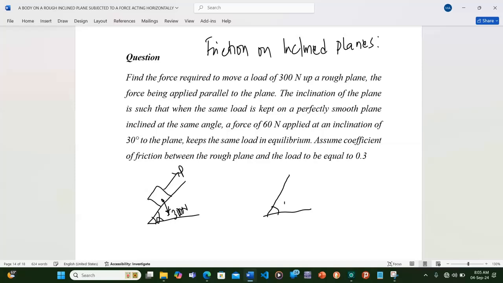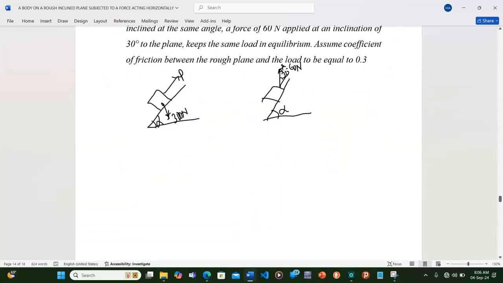On the same plane with the same inclination, we are told that when this same body is moved on the inclined plane with the same force P at an angle of 30 degrees to the plane, the inclination of the plane is such that when the same load is kept on a perfectly smooth plane, inclined at the same angle, a force of 60 newtons applied at an inclination of 30 degrees to the plane keeps the same load in equilibrium. Now this is case 1, this is case 2.